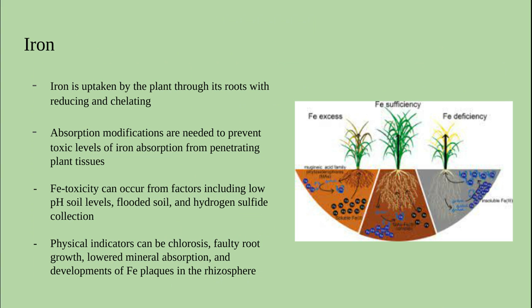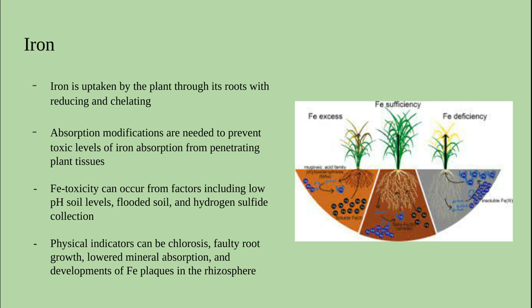So, for some background on iron's relationship with plants, iron is uptaken through the plant by its roots using reducing and chelating. Chelating occurs when the plant releases phytosiderophores, which are small, minute plant extracted organic molecules that have a high compatibility for iron, while reducing is characterized by a release of plasma membrane protons to lower the pH levels in the rhizosphere. This is commonly known as acidification. And absorption modifications are needed to prevent toxic levels of iron absorption from penetrating the plant tissues and potentially being very harmful to the overall system.